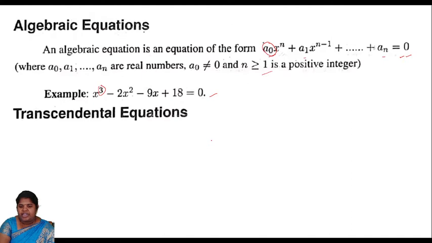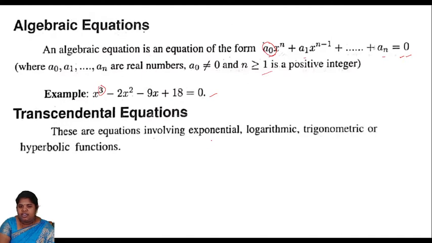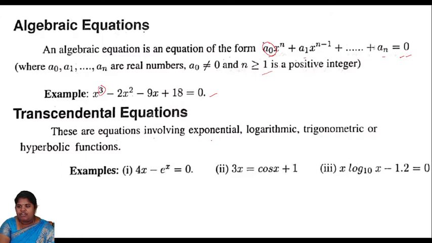So, transcendental equation. These are equations involving exponential, logarithmic, trigonometric or hyperbolic functions. That is, in the equation we will be having exponential term or logarithmic term or trigonometric, sometimes hyperbolic functions. For example, 4x minus e power x equal to 0. Here we are having exponential term. So, this is an example of transcendental equation.